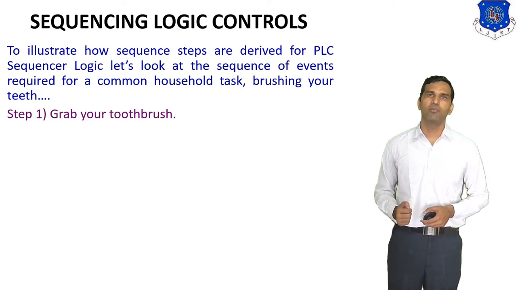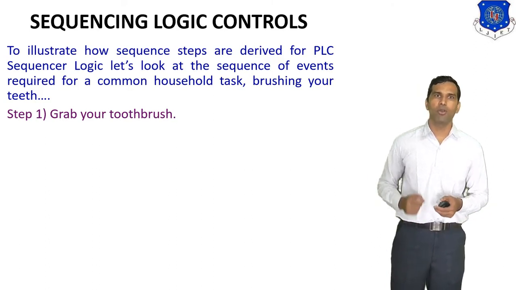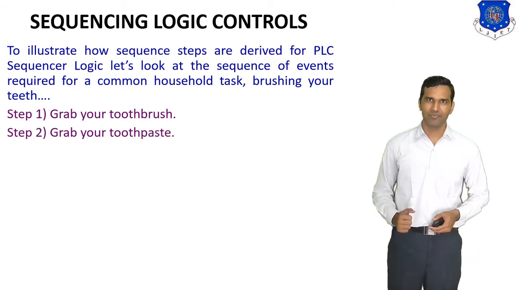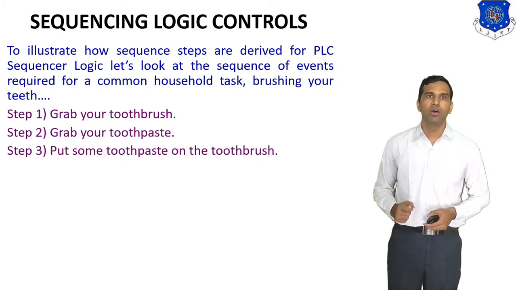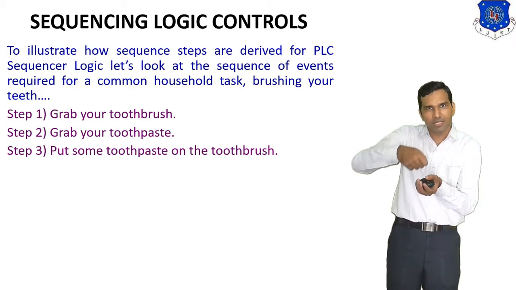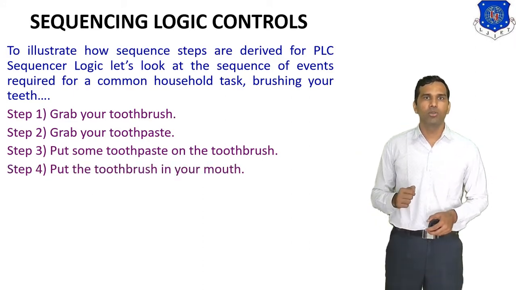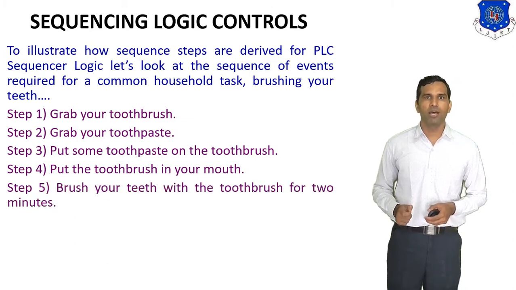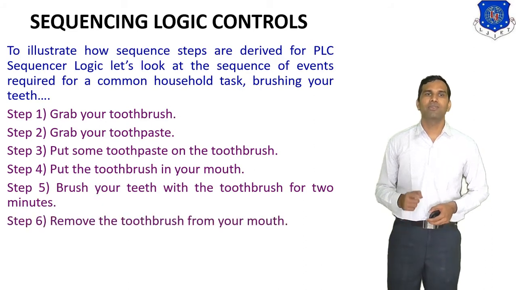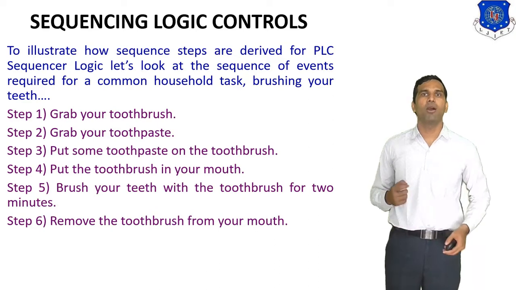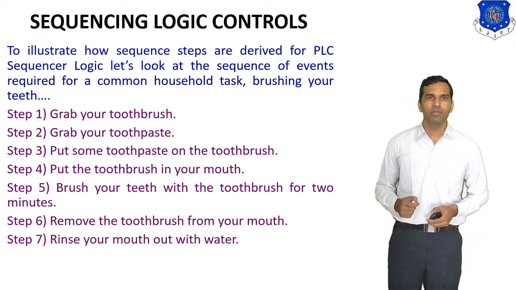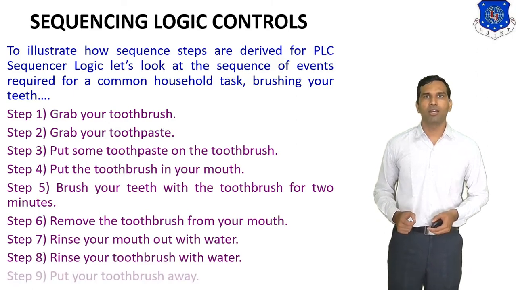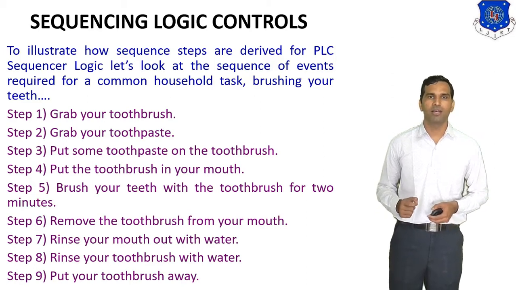So what is the first step? First step is of course grab your toothbrush. Second step is grab your toothpaste. Then put some toothpaste on the toothbrush. Next, put the toothbrush in your mouth. Brush your teeth with the toothbrush for 2 minutes. Next, remove the toothbrush from your mouth. Next, rinse your mouth out with water. Rinse your toothbrush with water, and last is put your toothbrush away.